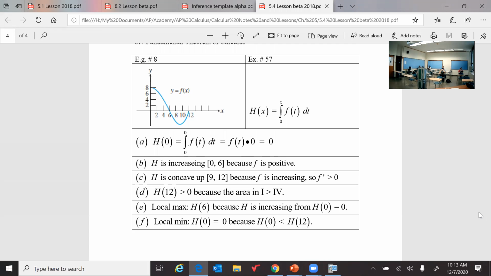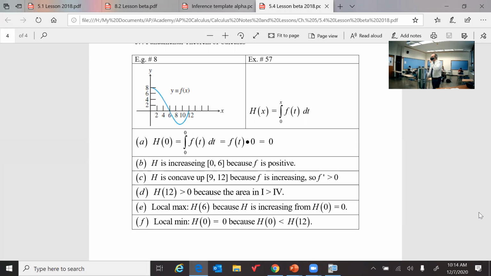How is H behaving from 0 to 6? It's increasing because the derivative is positive. What's the concavity between 9 and 12? Well, ready? That is a layered question, because they're asking about the second derivative. Everybody can answer that question if they have a picture of the second derivative. You don't. You have a picture of the first derivative.